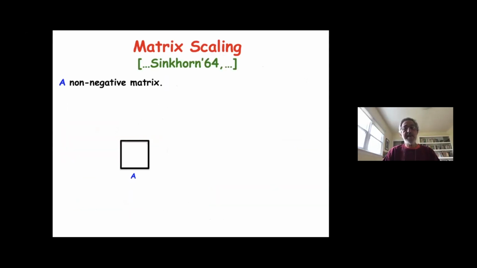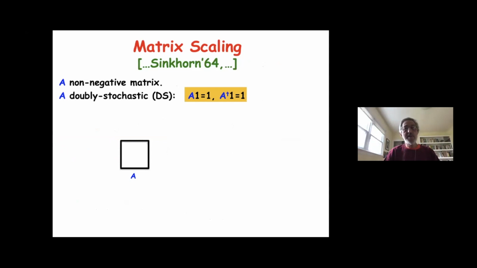This is a matrix scaling problem. So it's a very old problem. Sinkhorn is very associated with it, but even in the 30s, people considered it. So let me tell you what it is. The input is a non-negative matrix, like with the perfect matching or permanent.